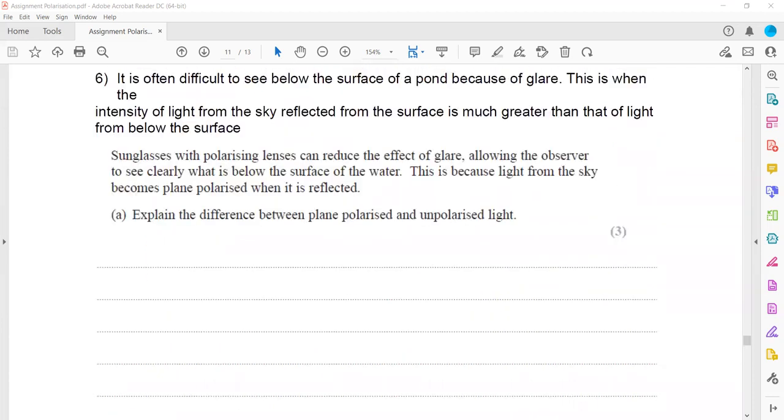So the difference between plane polarized and unpolarized light: unpolarized means light which is having oscillation or vibration in many planes, while polarized is light which is having oscillation or vibration in a single plane. And if I use the term direction, then I will mention it is perpendicular to the direction of propagation. And if I use the term plane, then I will say that the direction of propagation is included in the plane as well.